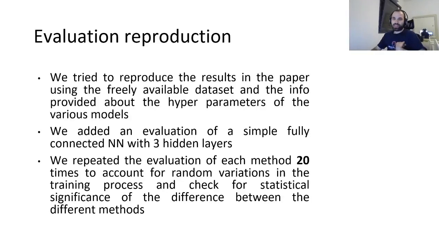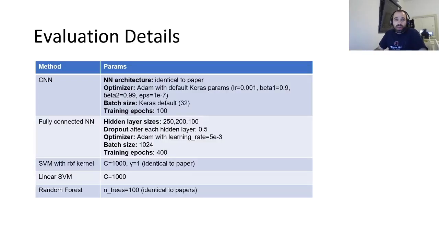Since the dataset was available online, we decided to try and reproduce the results and also try evaluating the use of a fully connected neural network. It's notable that the authors of the paper actually shared some missing info about the hyperparameters of the CNN upon a request by email, and so thanks to them for that. We repeated the profiling phase 20 times for each method to account for inherent randomness in the training process to achieve more accurate results. So here's a summary of the hyperparameters we used for the evaluation. Nothing really interesting to see here. Moving on.